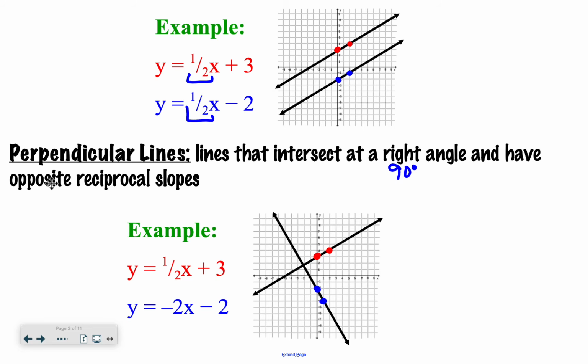Reciprocal is where you flip a fraction. So if I have the slope 1/2, so it's positive 1/2, my opposite reciprocal would be negative, and then instead of 1/2, now it's 2/1. And this is a picture to help you see what perpendicular lines look like.